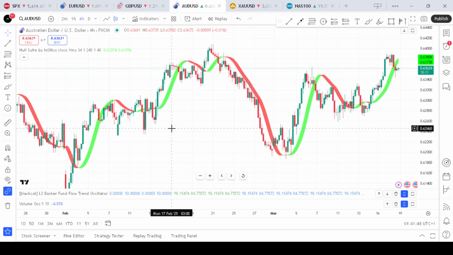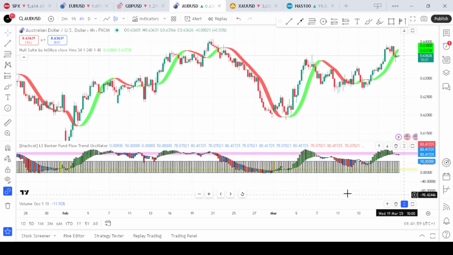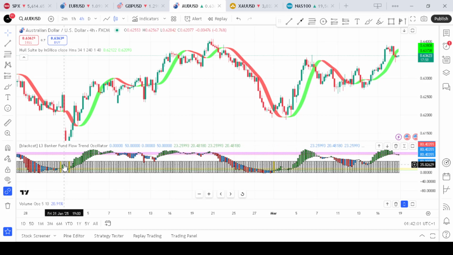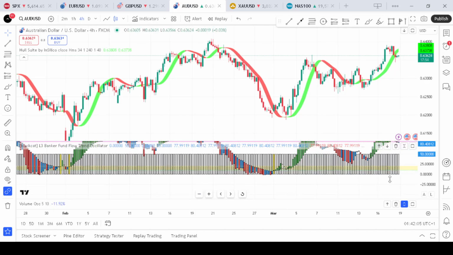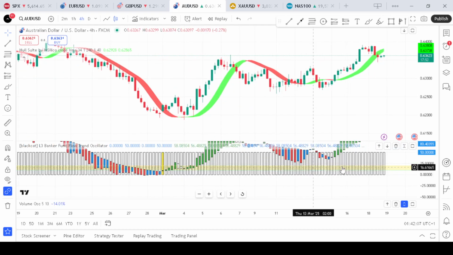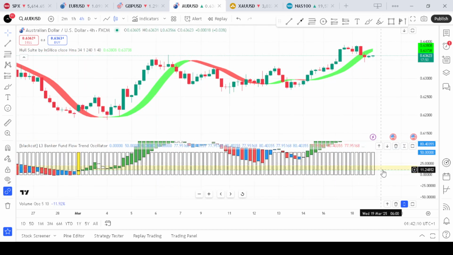So there are some key components about this banker fund flow indicator that I would like to add in. And we have the first line, that will be the threshold line. The threshold line is the yellow line on this indicator. This yellow line, if I can zoom out, you see this yellow line on this indicator. This is called the threshold line.